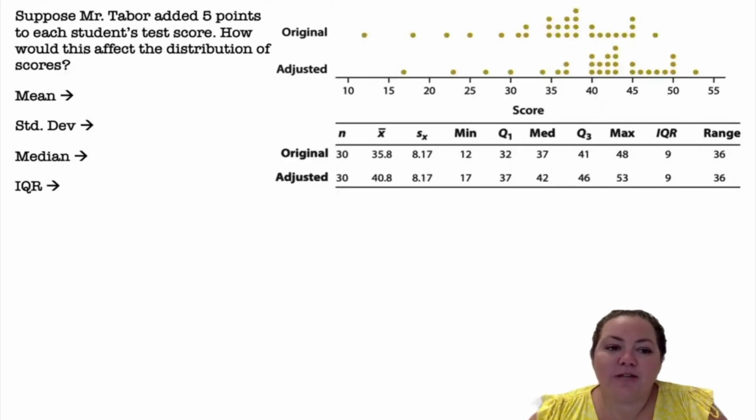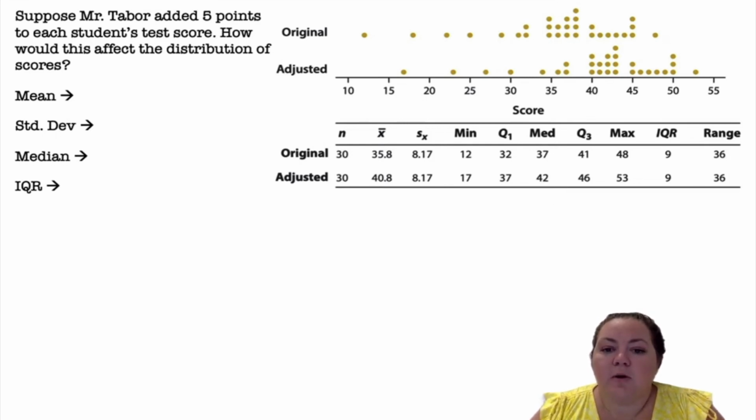All right, suppose Mr. Tabor added 5 points to each student's test score. How would this affect the distribution of scores? So you can see I have these parallel dot plots on top of each other. I have the original and then the adjusted. So I added 5 points to everything, and you can see I took that dot plot and I just slid it over 5 units. All right, and then I have the summary statistics for the original and the adjusted.